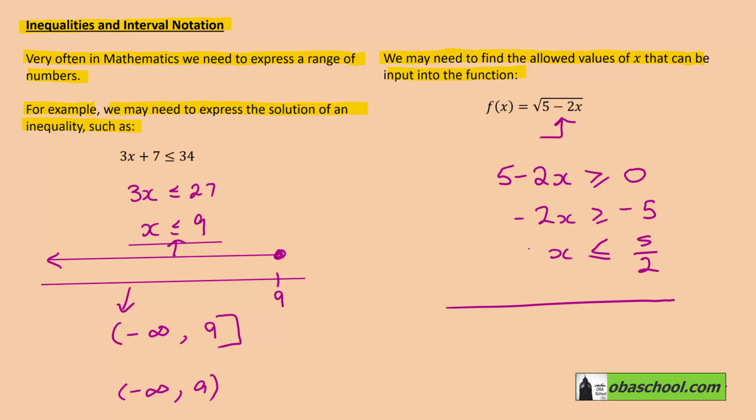So it's very similar to the example with the 9. We've got 5/2 here. It's included, remember a blank circle if it wasn't, and then extending off to the left. So this one will be negative infinity to 5/2 with the 5/2 included. We're going to look at some more examples of interval notation as we work through some examples.